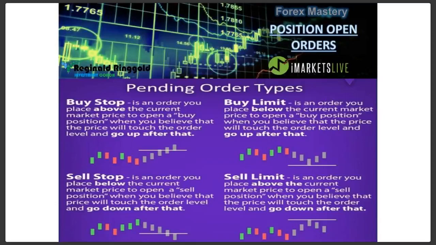Okay. Now with the buy limit order, you're trying to get in below the current market. Okay. So you can see here to the right, the depiction on the right shows that you are above. The gray candles show that it's coming down and bouncing off of your buy limit.